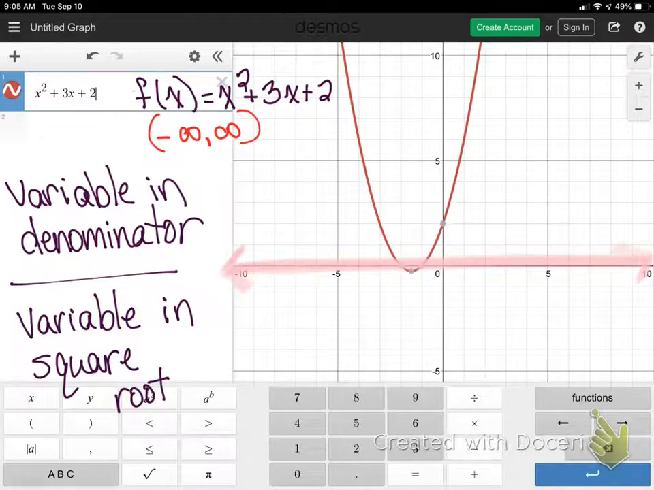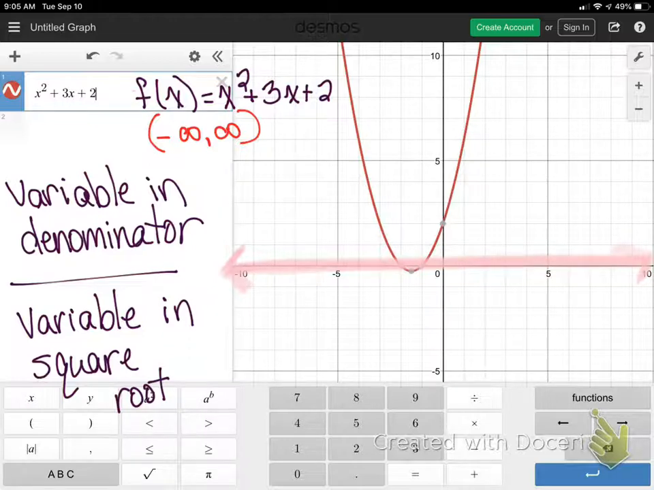There are 2 times for the purposes of this class that you have to limit your domain. You have to limit your domain when your variable is in the denominator, and you have to limit your domain when the variable is in the square root. That's when you limit your domain.